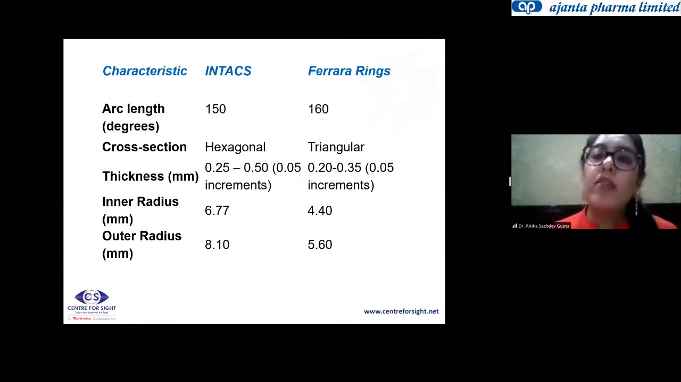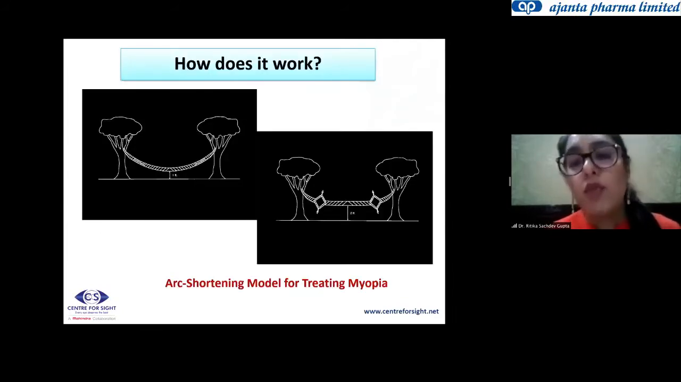Now remember, whatever segment you implant, the closer you get to the pupil, the more flattening you may be able to achieve, but you also have the risk of unwanted visual side effects. Irrespective of the segment that you use, this is how it works.